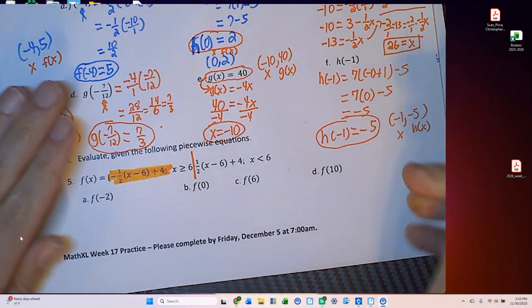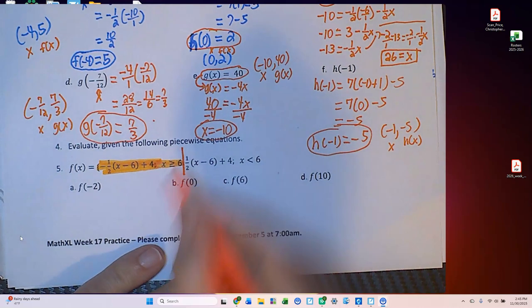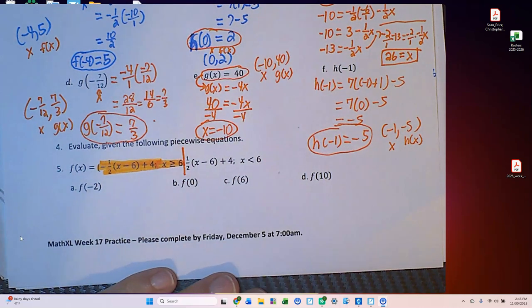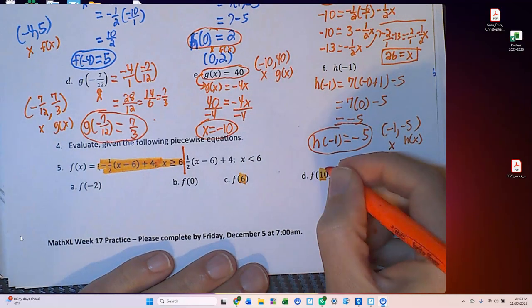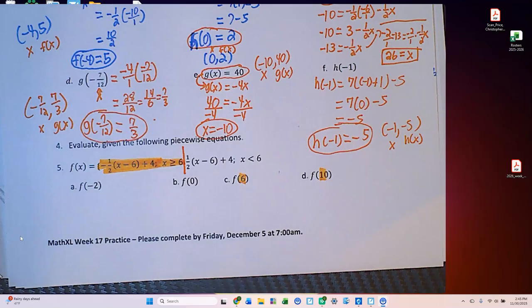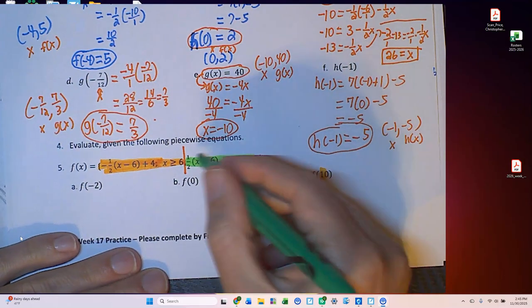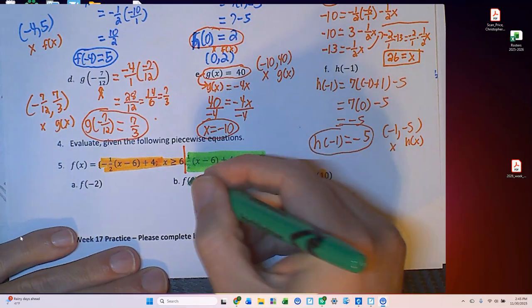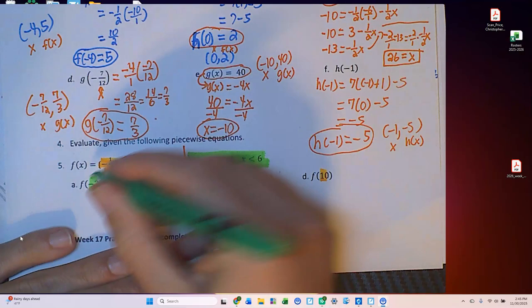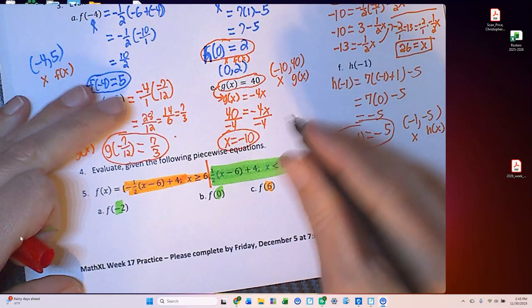So let's see if we got any of those situations here. Okay, do we have any x's that are greater than or equal to 6? Well, this one's equal to, and 10 is greater than. Okay, then we use this function for the other ones. So these two are less than 0. Okay, let's see if I can squeeze this on here.